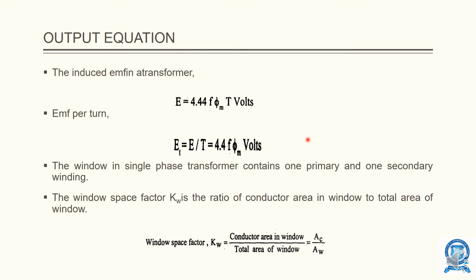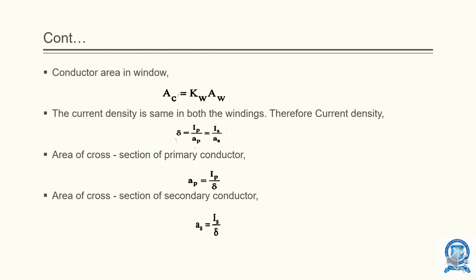The window space factor Kw is the ratio of conductor area in window to total area of window. So this is the expression for window space factor Kw, conductor area in window divided by total area, so Ac divided by Aw. So the conductor area is given by Ac is equal to Kw into Aw. I have just rearranged the equation to get the Ac value.